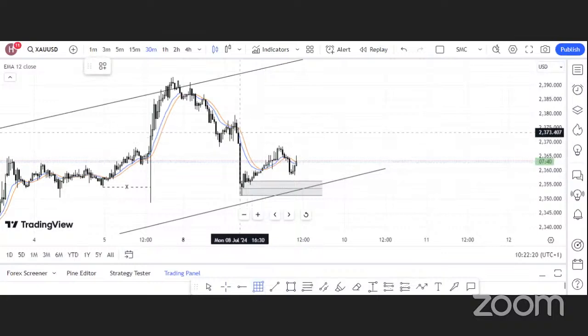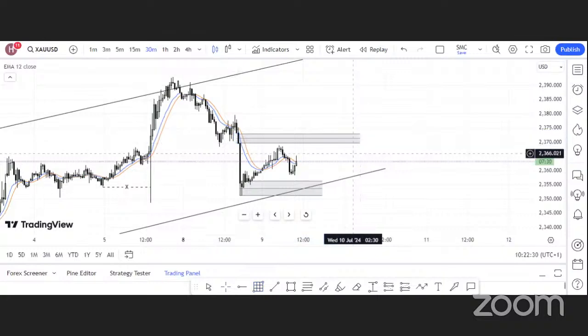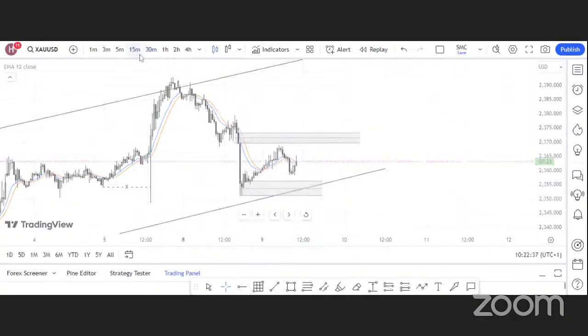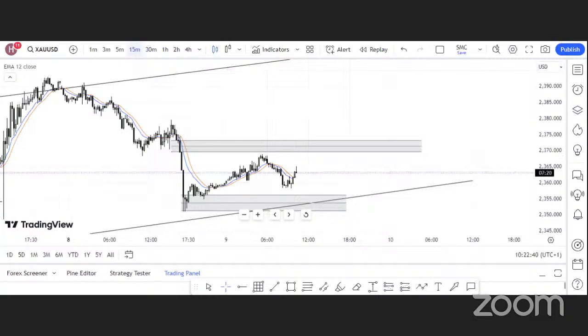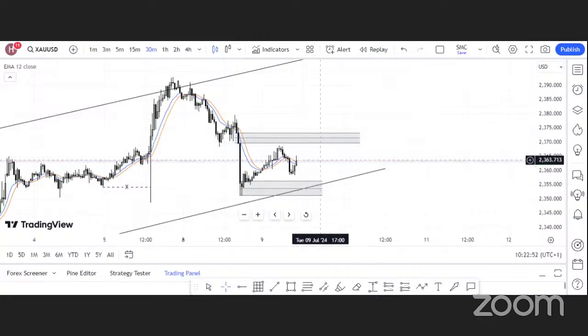This is the 30 minutes time frame. Then on the 30 minutes time frame, we have this level of interest. The market can get to the level of interest and then sell down. So I'm expecting the market to sell down from this level. And when it sells, this is the level I'm expecting it to get to.